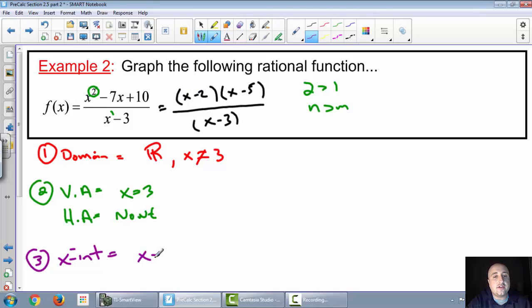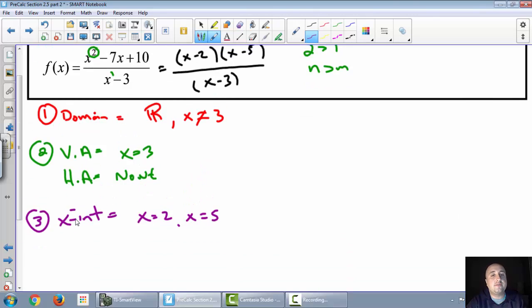Hopefully you see that that's x equals 2. And what makes the right one 5 minus 5, so x equals 5. So we have two x-intercepts, one at 2, one at 5.